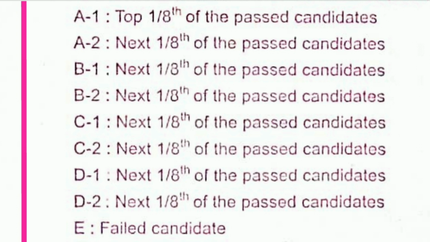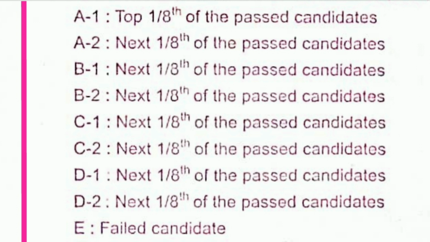So this is a 9 grade system. As you can see here, E is the failed candidates. So the E half of the students does not contribute to the first 8 grade scales, right? Now the first 8 grade scales, so when you arrange the students on the basis of marks in a particular subject, right? So you get a list, right?